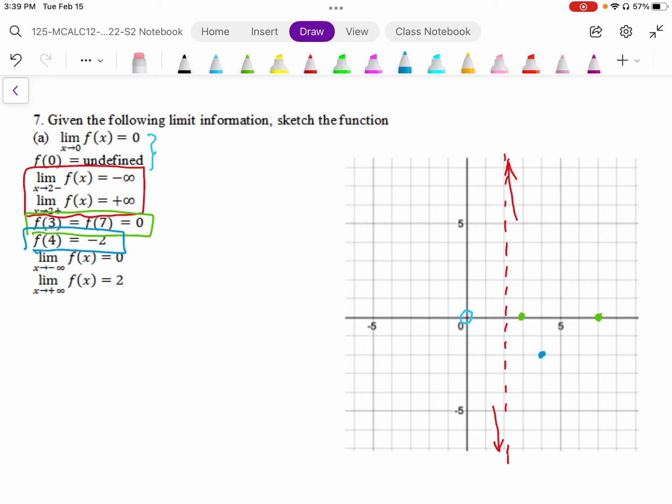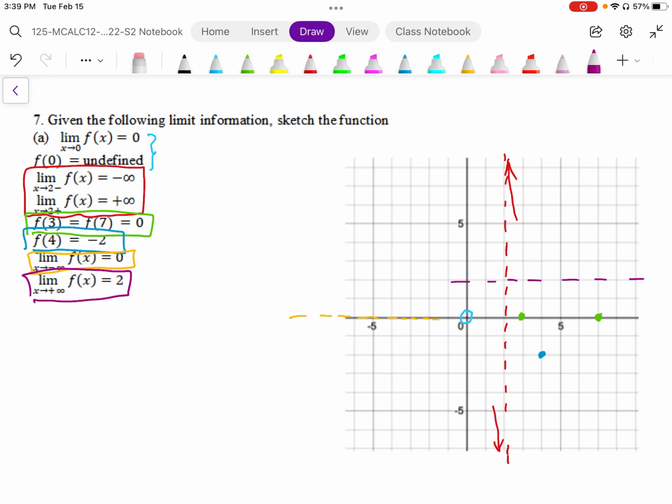The limit as x goes to negative infinity, f of x is 0, means that we have a horizontal asymptote on the left side. So that's what that indicates. And from the right-hand side, as we go to infinity, it's going to approach a y value of positive 2. So on the right-hand side, we're going to have an asymptote going that way.